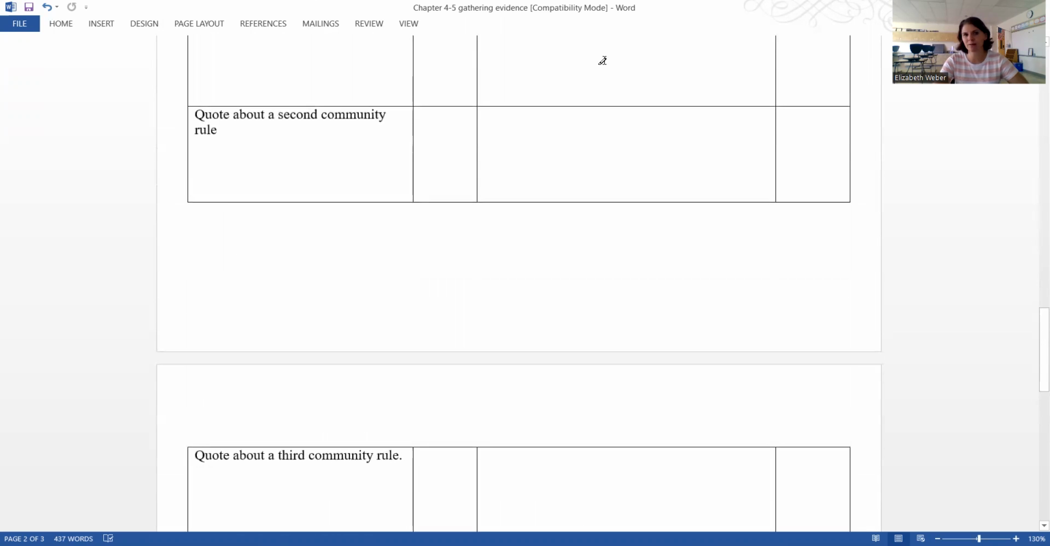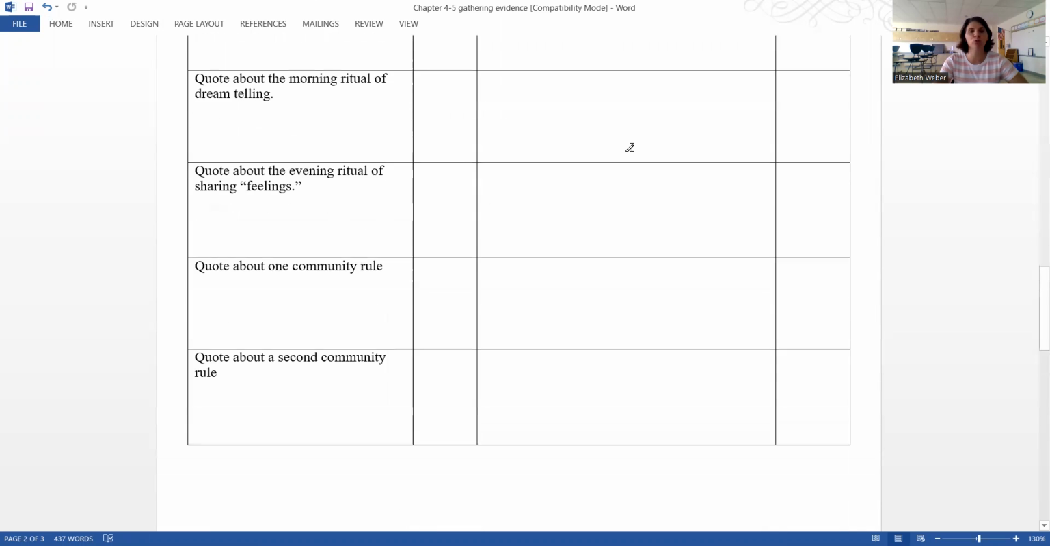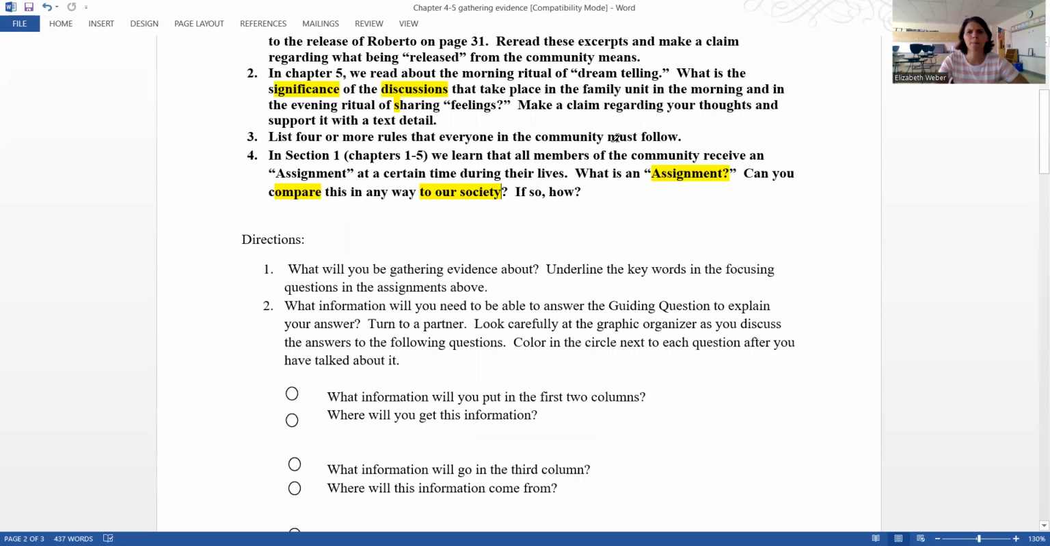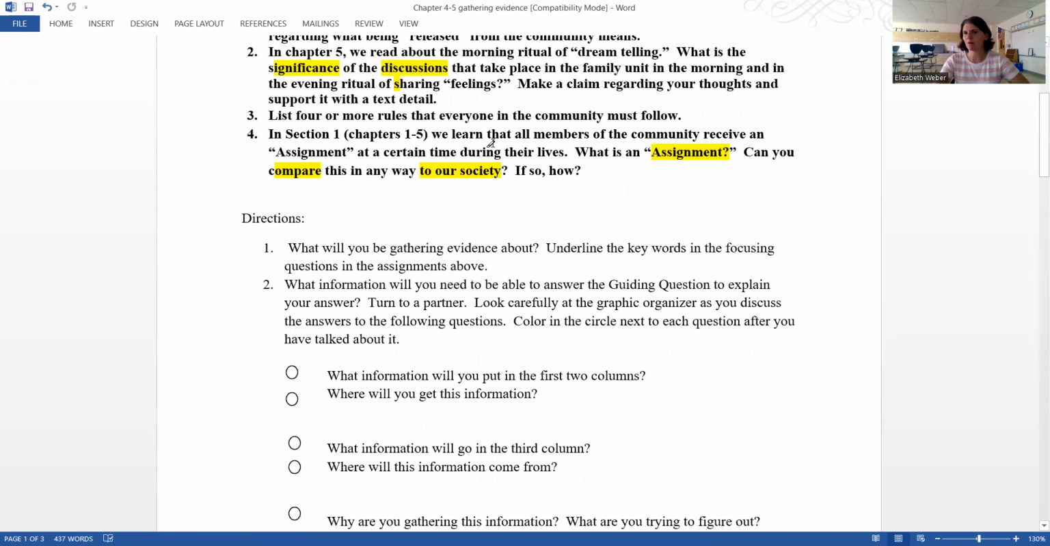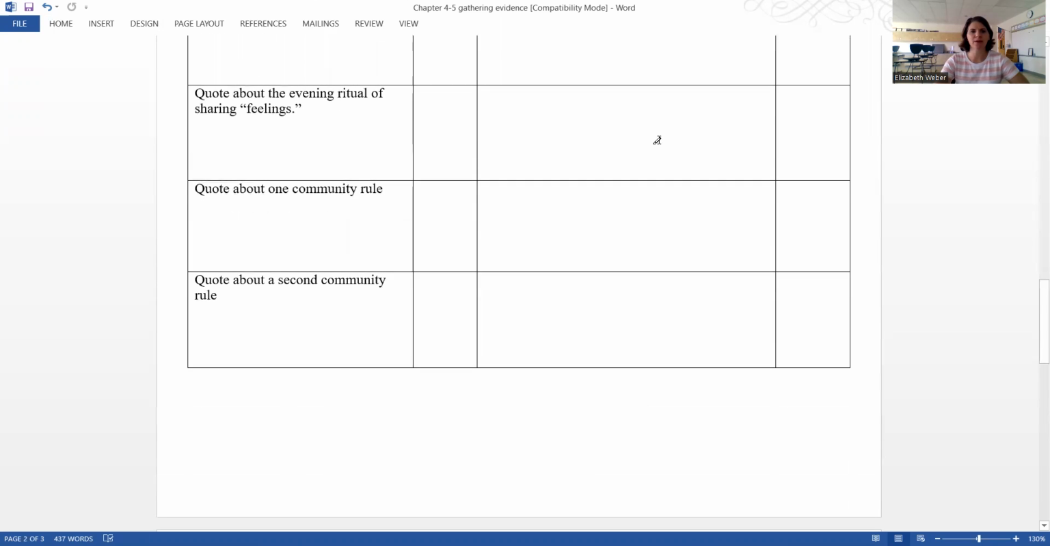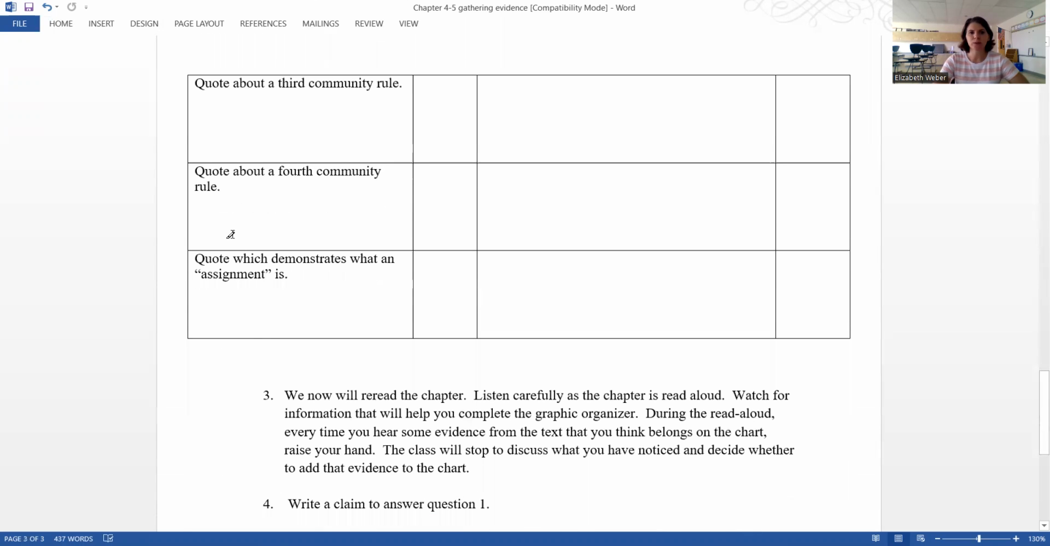You'll explain what you believe the meaning of that rule is. And was there more than that? Nope. Explaining why you think they must follow that. And then the last one, I'm only asking you to do 1 quote about what you think an assignment is.